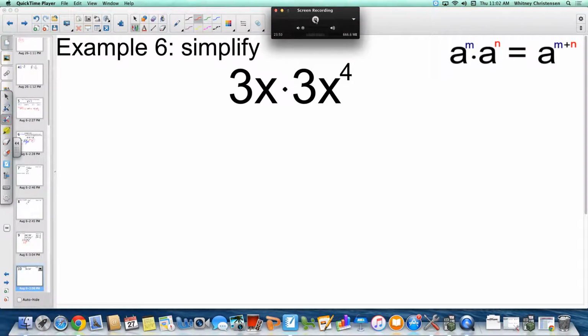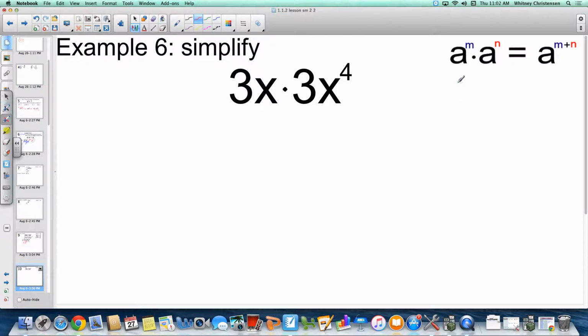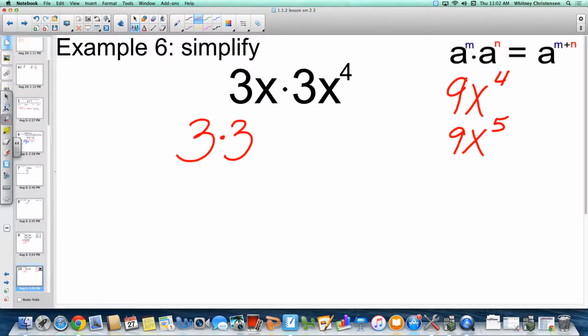I'm seeing people with the answer 9x to the 4th, and I'm seeing people with 9x to the 5th. So let's go through it really quick. We know we can reorder this in any order. So I'm going to put my numbers by each other, 3 times 3. Then I'm going to put my x's by each other, so x times x to the 4th. Now you'll go through and simplify. 3 times 3 is 9.